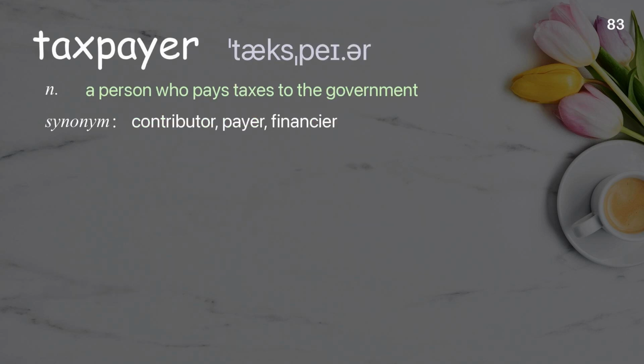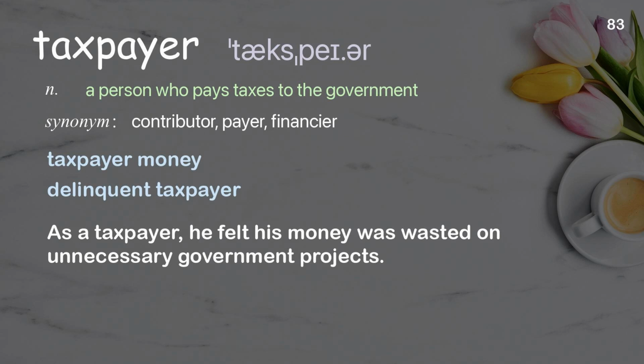Taxpayer. A person who pays taxes to the government. Examples. Taxpayer money. Delinquent taxpayer. As a taxpayer, he felt his money was wasted on unnecessary government projects.